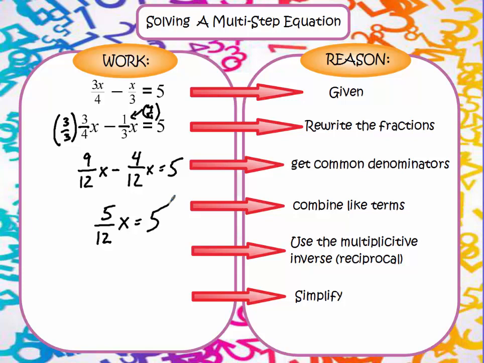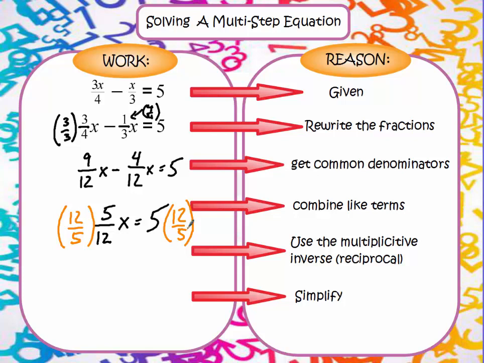5. Now I want to use the multiplicative inverse. So again, we're going to use the reciprocal. So the reciprocal of 5/12 is 12/5. So let's multiply both sides by 12/5. And the goal here is to get 1 on the side of the variable. So multiply times 12/5.